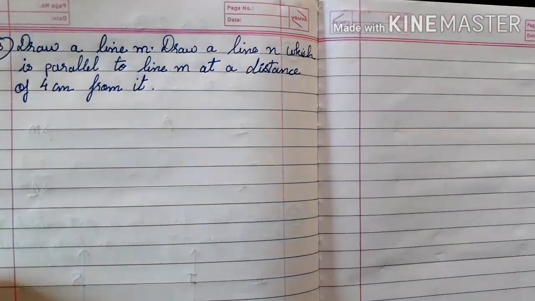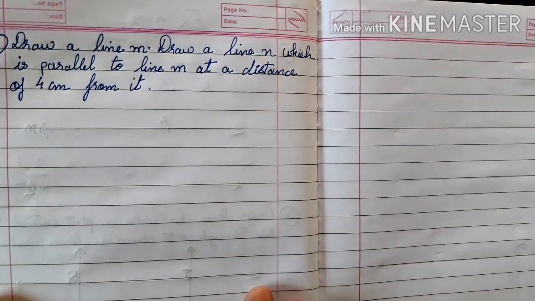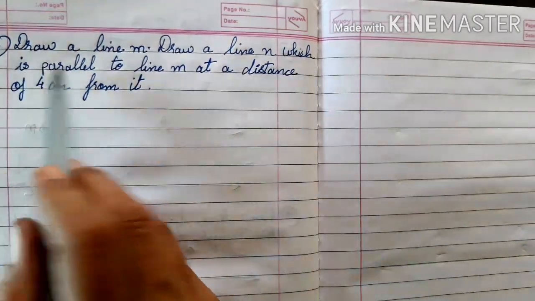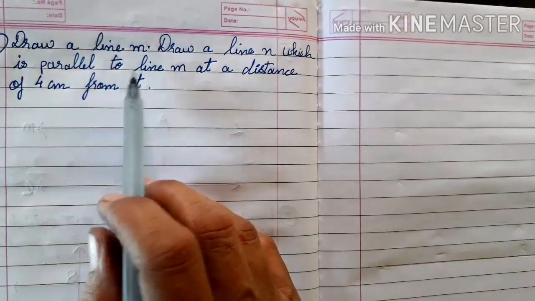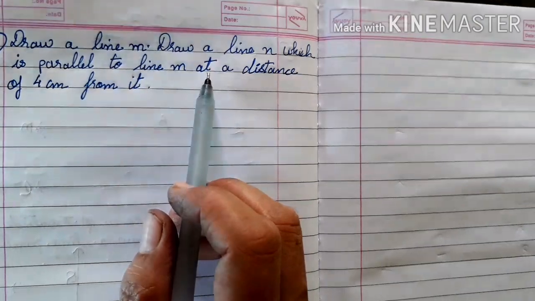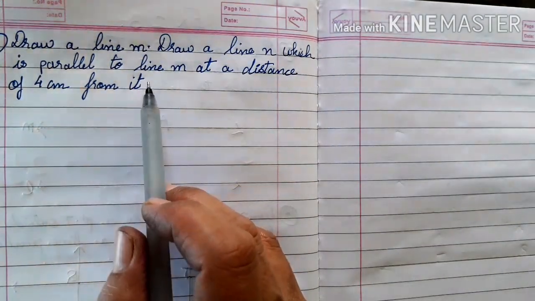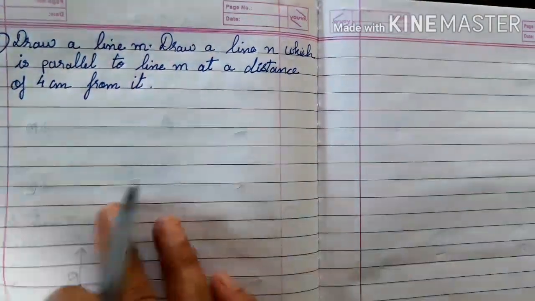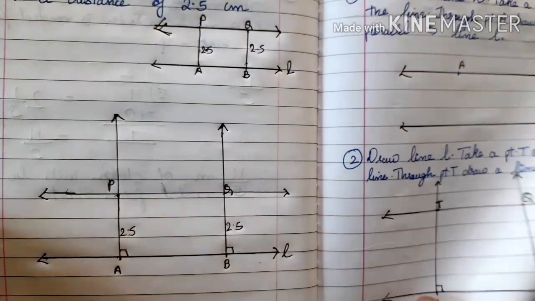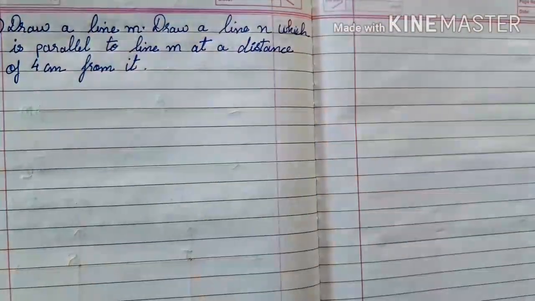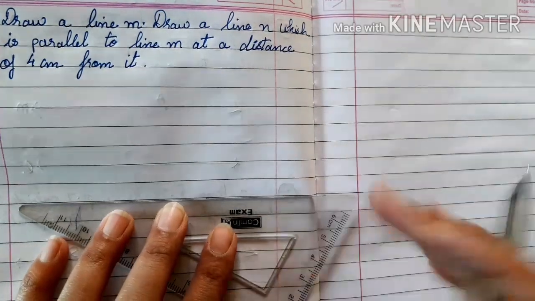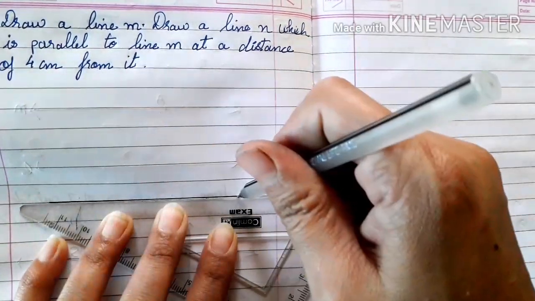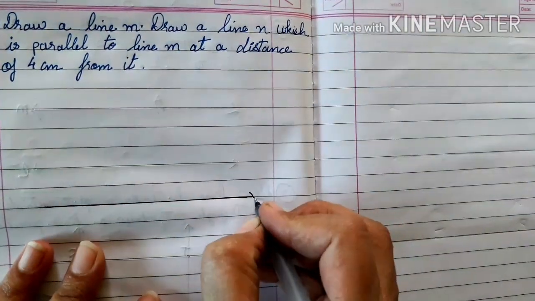Now moving towards the third question. This is the last question. Draw a line M, draw a line N which is parallel. We have to draw M and N, two parallel lines, where line N is parallel to line M at a distance of 4 centimeter from it. Got it? Now again we have to draw in the same way. We have to take the measurements and then draw the parallel line. So first we have to draw the baseline.